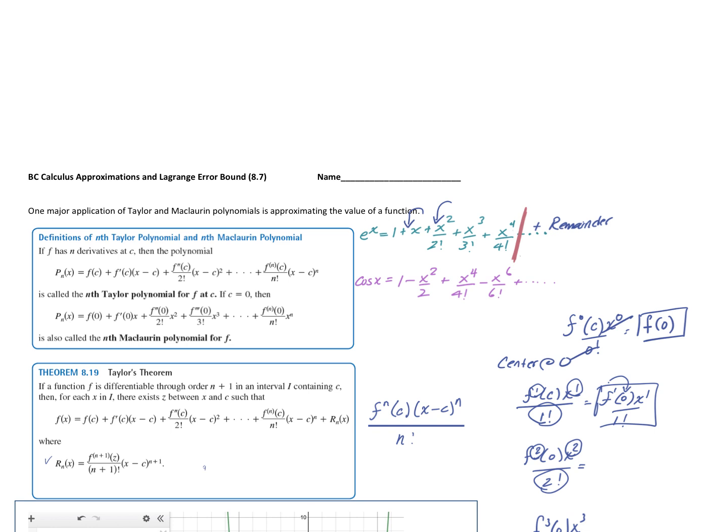Now for e to the x, it's always going to be 1 because this is centered at 0. And if I did e to the x, let's say that's the function, f prime would also be e to the x. If I did f prime of 0, we're going to get e to the 0, which is 1. If I did f double prime of 0, we get e to the x, which is 1. f triple prime of 0, you get e to the 0, which again is 1. So that's why here we just have 1 in front of everything.